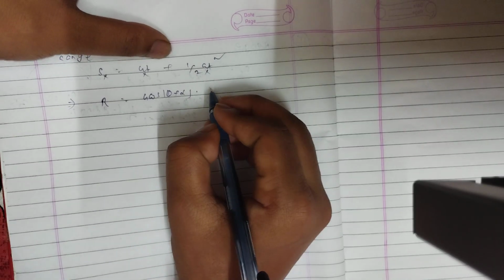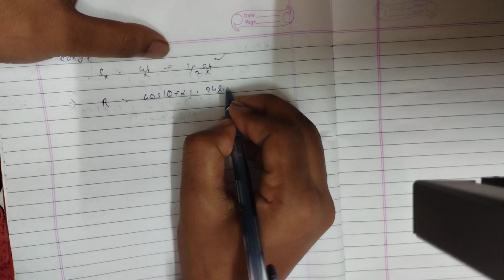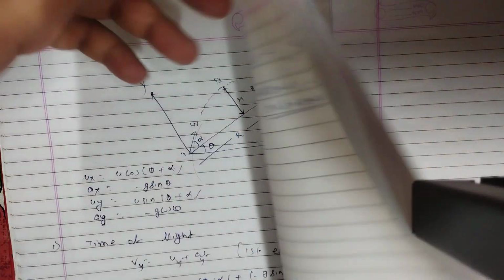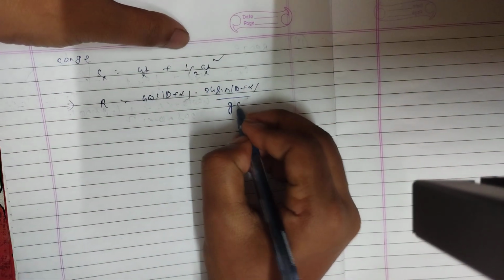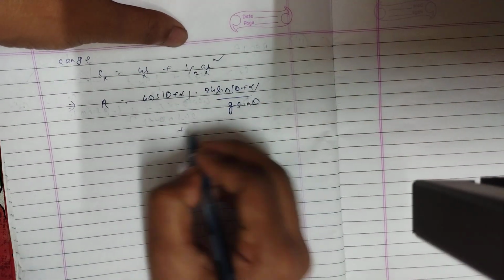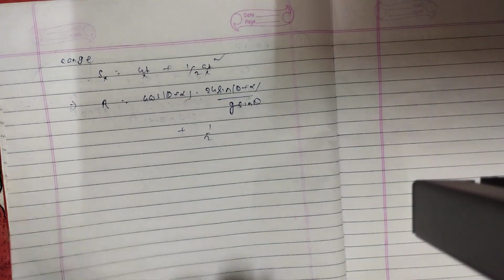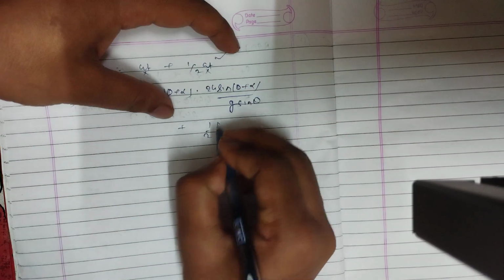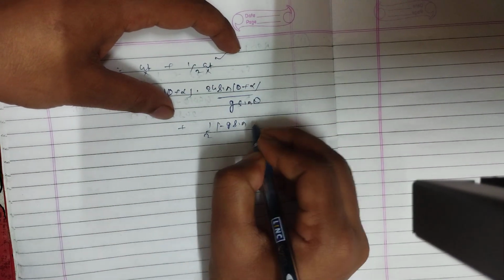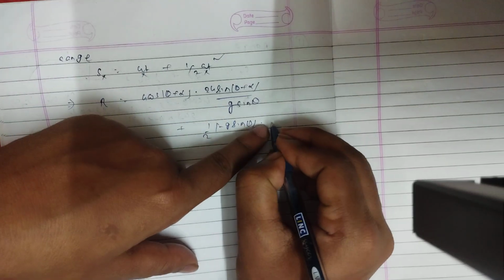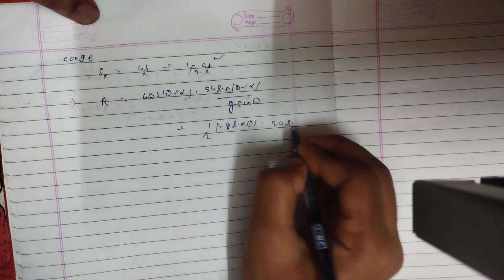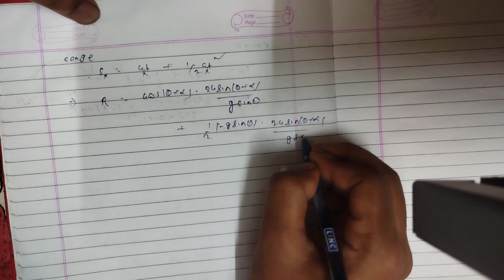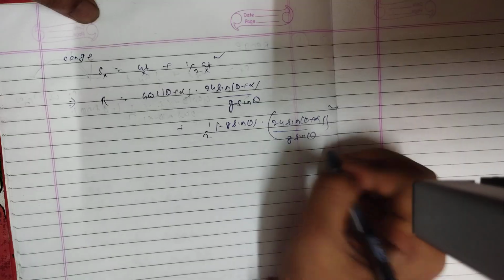And what is the value of t? This is the time of flight, 2u sin(theta plus alpha) divided by g sin theta. Plus half, and what is the value of acceleration along the x direction? Minus g sin theta. And t is 2u sin(theta plus alpha) divided by g sin theta, whole square. बच्चों, this is the thing.